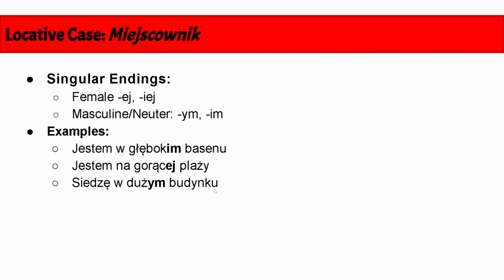Siedzę w dużym budynku. I'm sitting in a large building. Budynek, as we've seen many times before, is a masculine noun. In the miejscownik, it is budynku. So we apply that same masculine miejscownik logic to the adjective. So instead of duży, we would swap the suffix for dużym. As we see here, dużym or dużim, but in this case it would be dużym. Siedzę w dużym budynku. Now let's look at the plural endings.